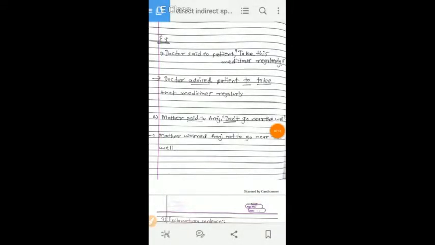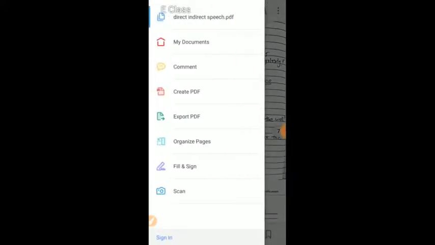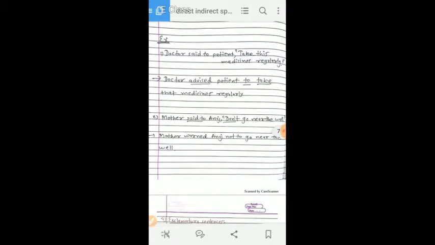Let's learn examples. First one, doctor said to patient, take these medicines regularly. So the meaning is of advice, so the answer would be: doctor advised the patient to take those medicines regularly. Second one, mother said to Anuj, don't go near the well. Said to, you have to turn it into warned, and don't, you have to remove it, and you have to connect the sentence with not to. Mother warned Anuj not to go near the well.